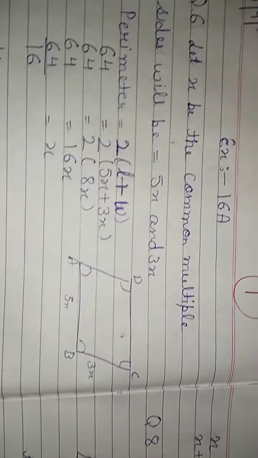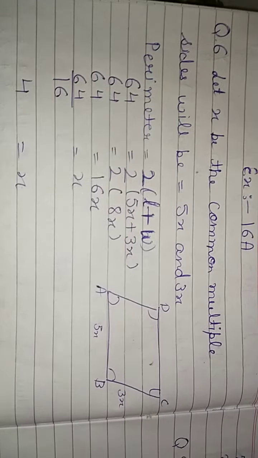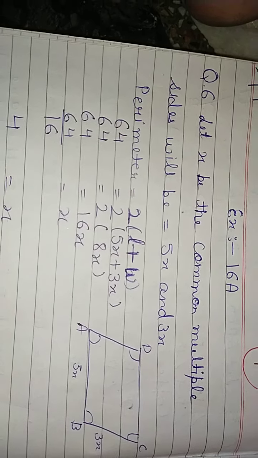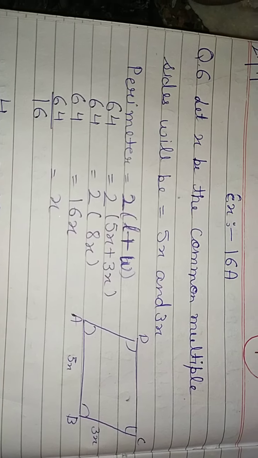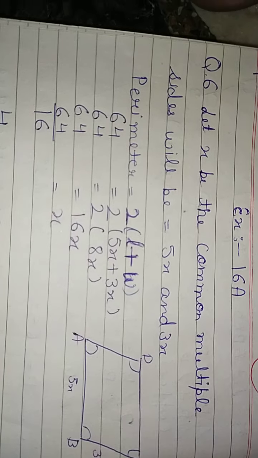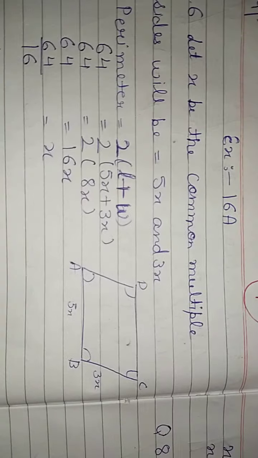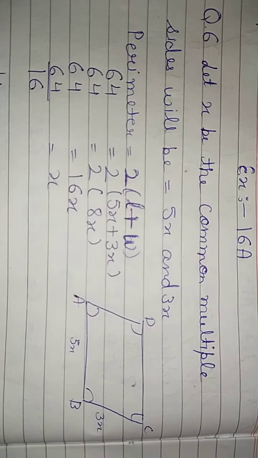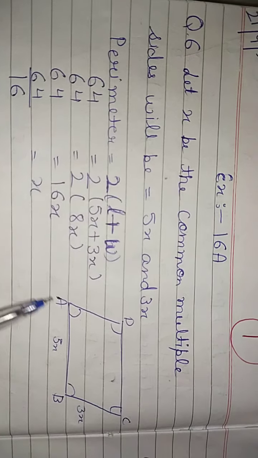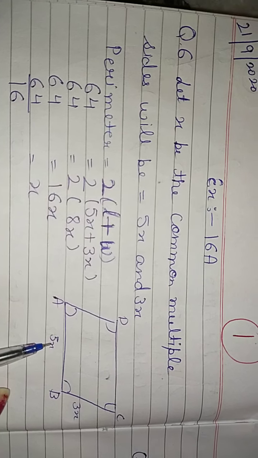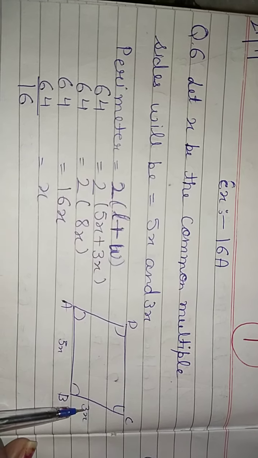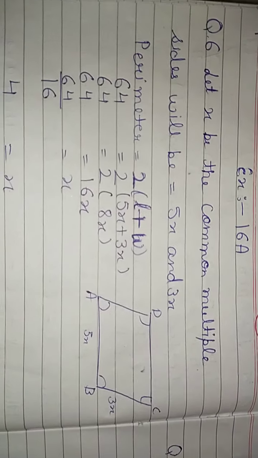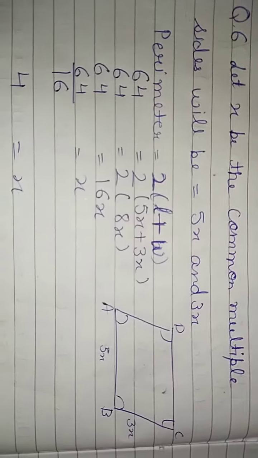Now coming to question number 6. We are given that two sides of a parallelogram are in the ratio 5:3. If its perimeter is 64 centimeter, find the lengths of its sides. First of all, we are not having the exact measure of the sides, so we will take x as the common multiple, and we are given that the sides are 5x and 3x respectively. And we know that perimeter of a parallelogram is 2 into length plus breadth, or length plus width.